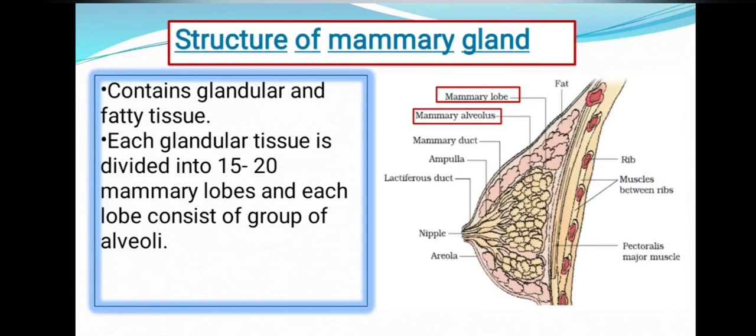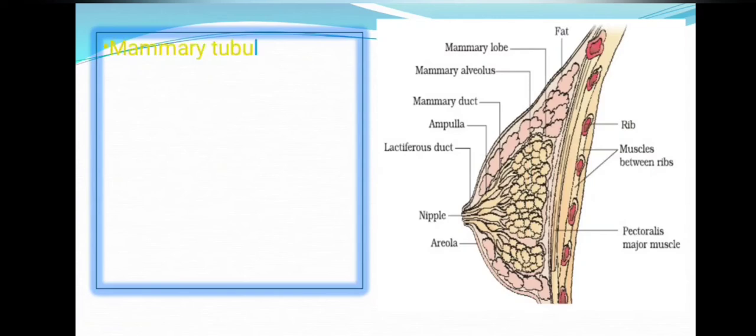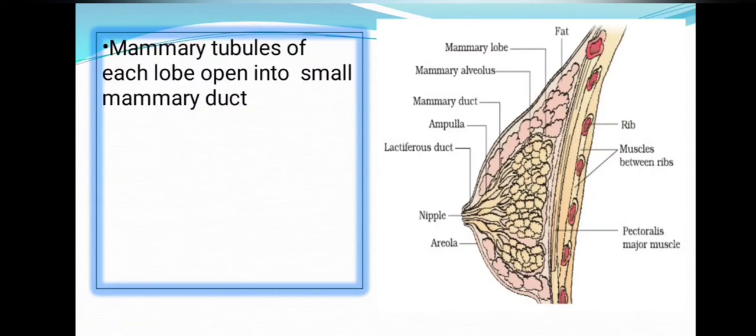Each lobe consists of a group of alveoli. You can see the mammary lobe, and each lobe consists of a group of alveoli, and the alveoli open into the mammary tubules. The mammary tubules of each lobe open into the small mammary duct. You can see here is the mammary duct, a small mammary duct.